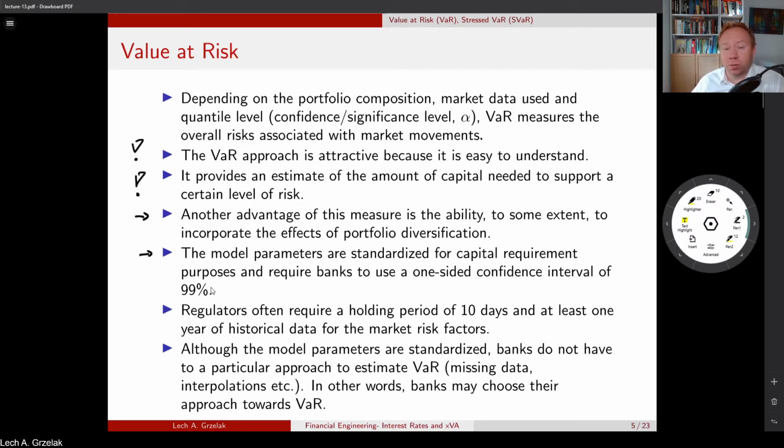VaR evaluates the portfolio given market scenarios over the last year. Of course, you can also use some kind of stress scenarios and so on. If last year was very quiet, that could also be misleading regarding your risk profile. But for that reason, you also have to look at some additional measures, and I will explain them in the next slides. Regulators often require a holding period of 10 days.